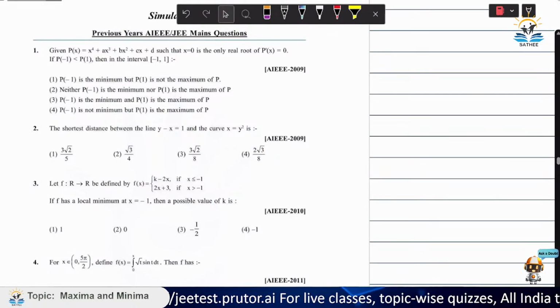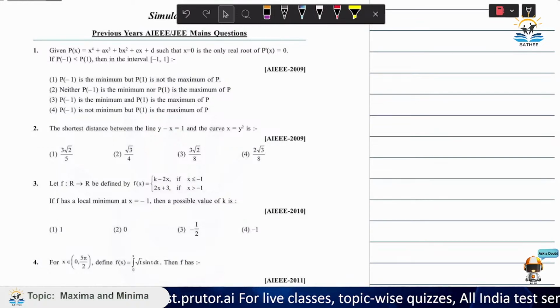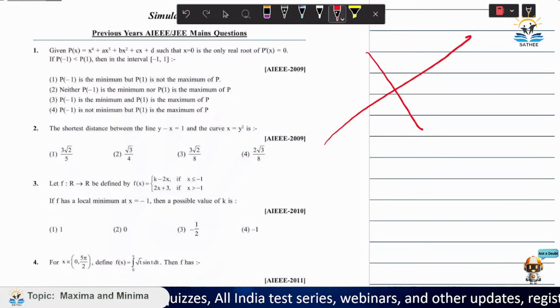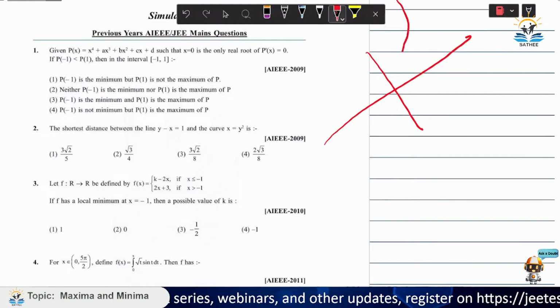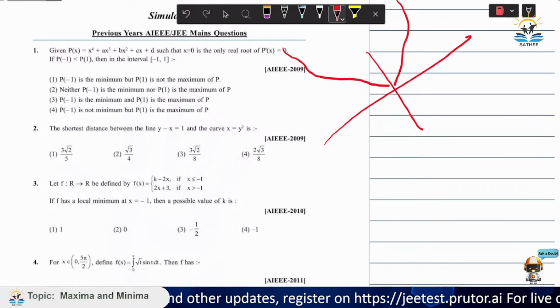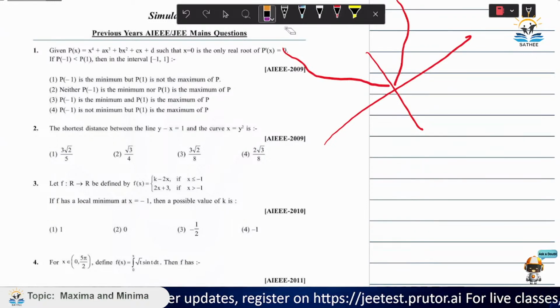The first part is theory, so I'll leave it for you guys. I'll do the second for you. The shortest distance between the line and the curve. Okay. So let's plot the curve. It is x is equal to y square. What would this look like? At x is equal to 1, this would be 1. At x is equal to 2, it would be 4. So it is somewhat like this, isn't it? Okay. So I'll redraw it, I suppose.